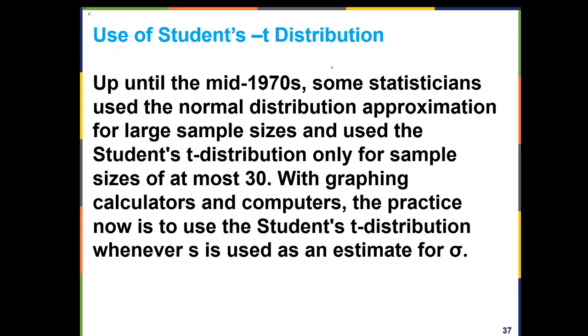Up to the 1970s, before the invention of calculators, some statisticians used the normal distribution approximation for large sample sizes and used the student's t for small sample sizes, at most 30. With graphing calculators, of course, whenever we don't know sigma, we're going to use t. So we're not going to follow that tradition because we have technology. The way we know whether we use z or t is whether we know sigma or not. If we don't know sigma, we use t. If we know sigma, we use z.